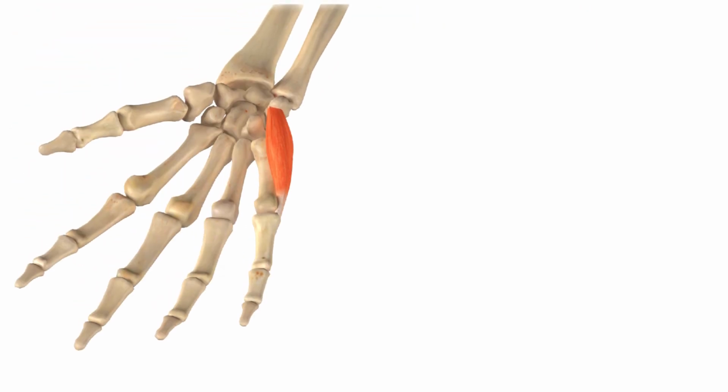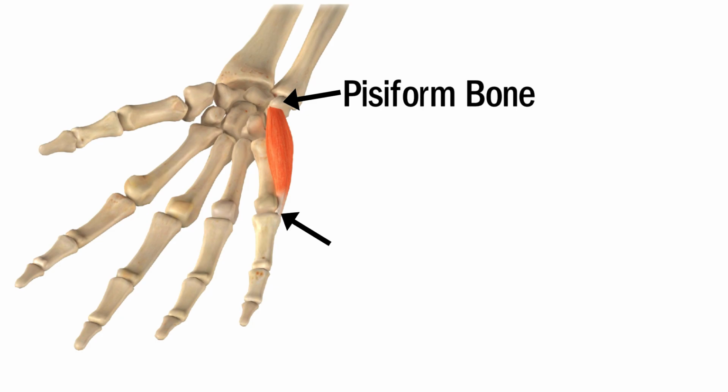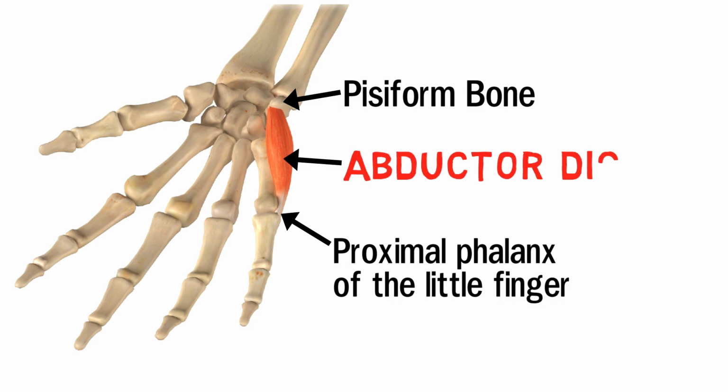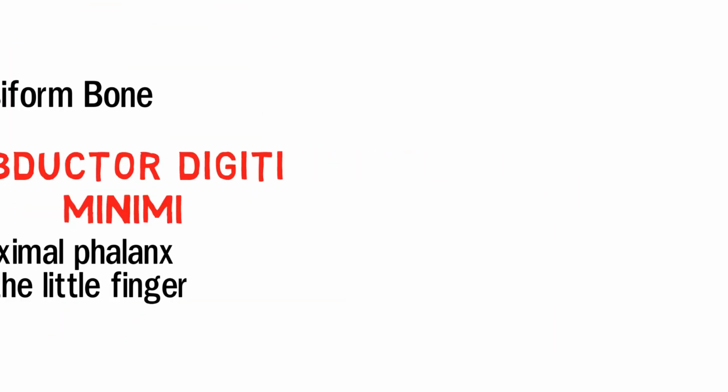Let's have a look. So this is the pisiform bone, the point of origin. And this is the proximal phalanx of the little finger, the point of insertion. This muscle is the abductor digiti minimi.